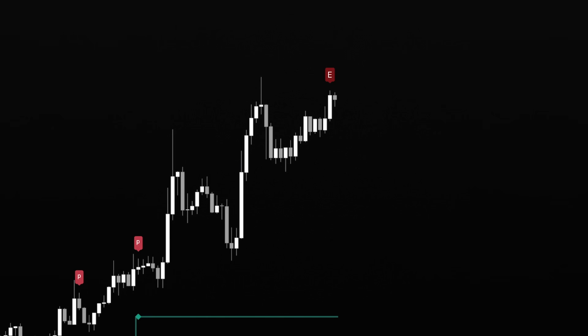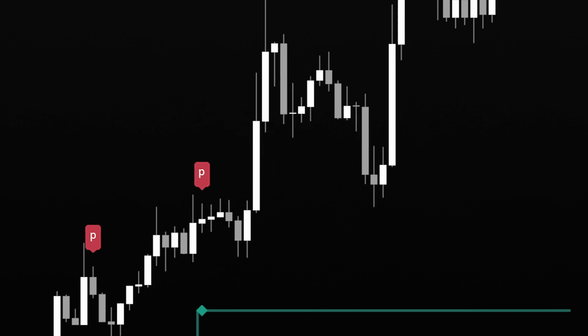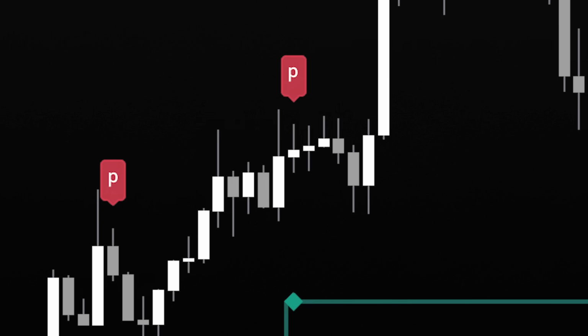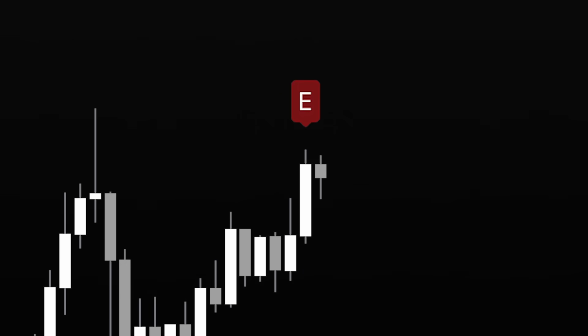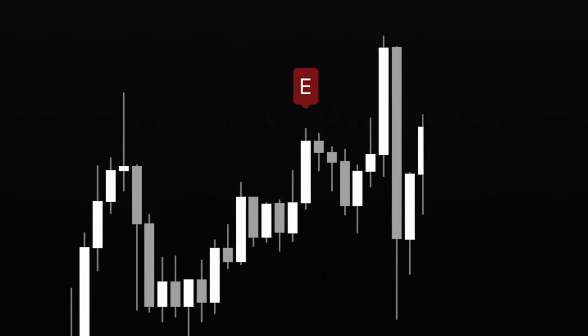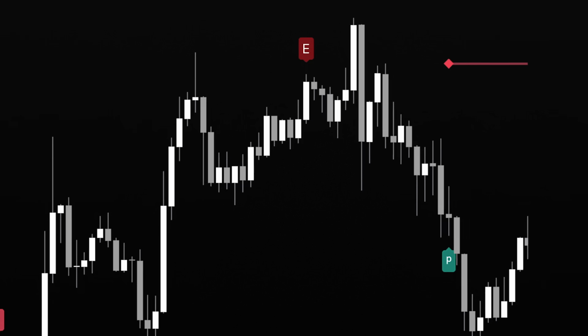You'll also see E and P labels marked directly on the candles. These labels highlight two critical phases in a potential reversal. The P stands for the momentum phase. This marks possible market tops or bottoms, where the initial burst of momentum begins to stall. Following that, the E represents the exhaustion phase, a key signal that the trend is losing strength and may be on the verge of reversing.